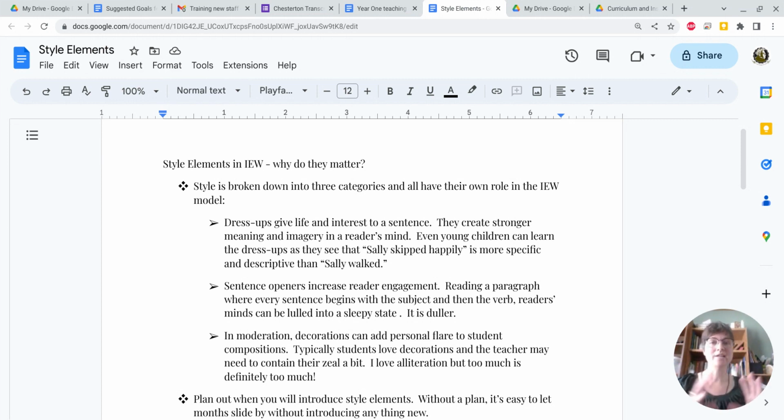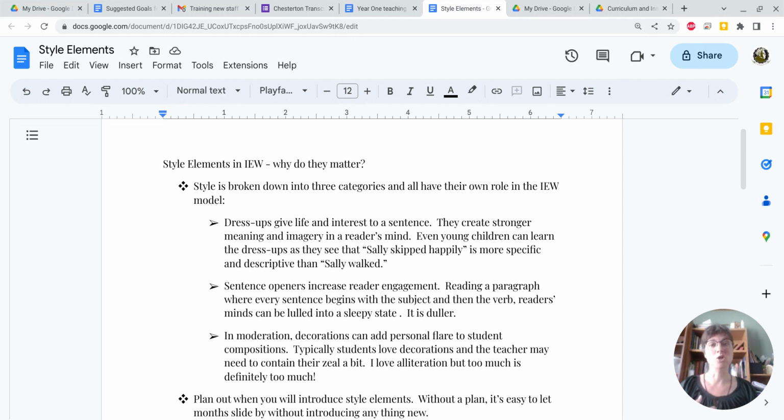So dress-ups just add some interest, some style, and imagery to your students' writing. These should definitely be taught even to young kids, and even a small child just learning how to write can understand that if I have a sentence of Sally walked, it's going to be very different if I say something like Sally stumbled, Sally ran. Well, ran's kind of not a super strong verb, but Sally sprinted. Okay, those are very different images in your mind. So don't be afraid to introduce dress-ups even with young emerging writers.